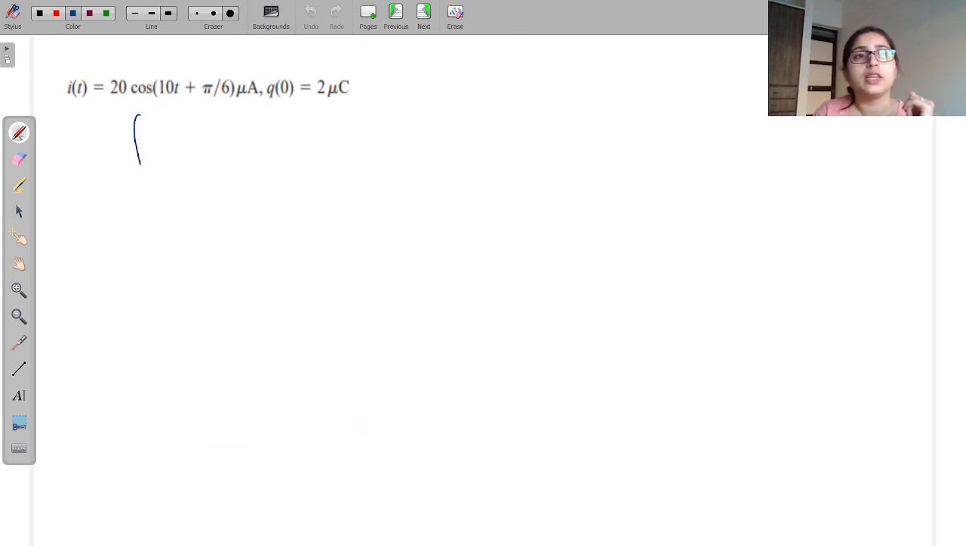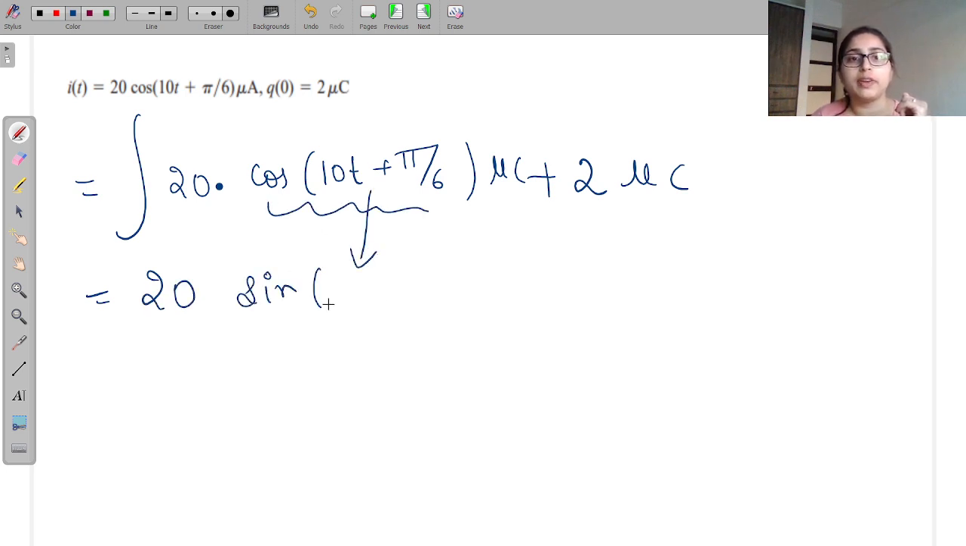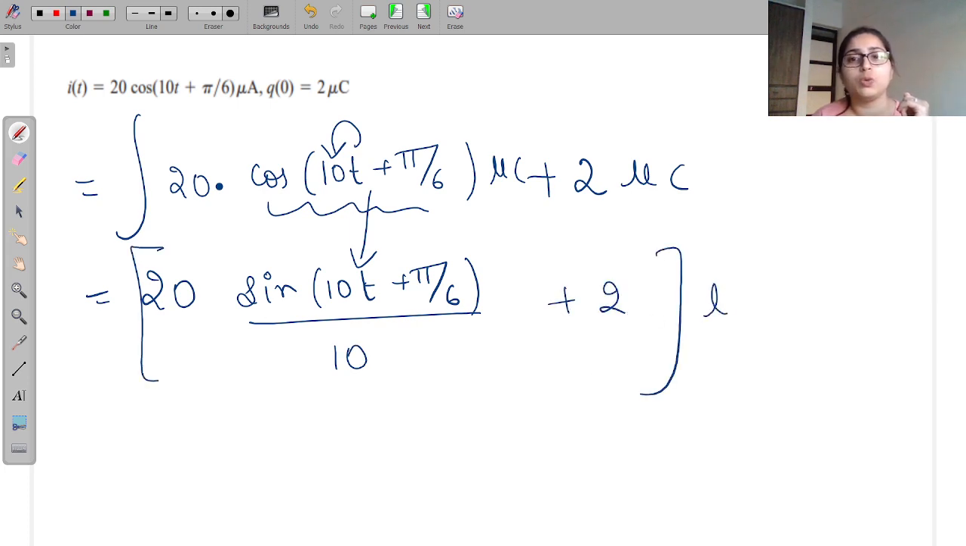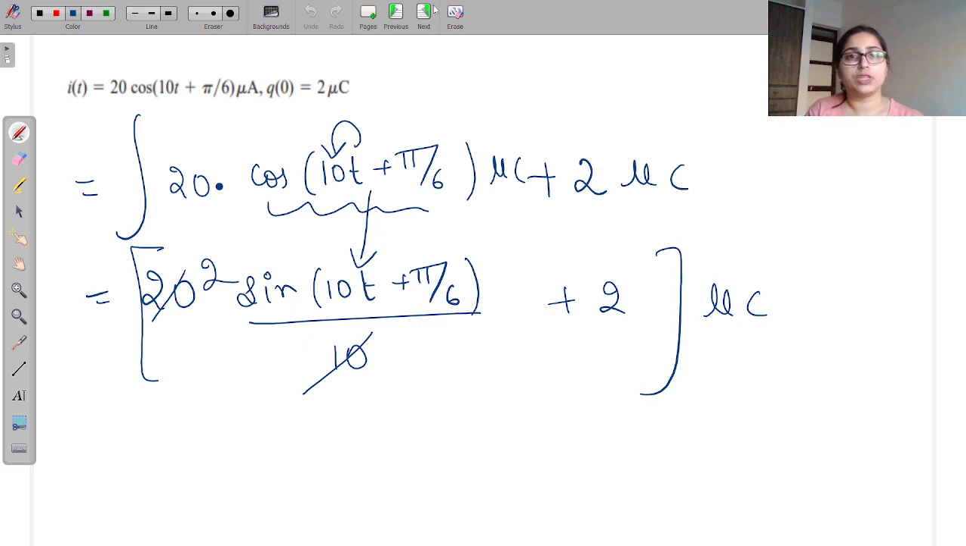Next, integration of 20 cos of 10t plus pi by 6. Initial charge is 2. This is microcoulomb. This is also microcoulomb. 20 is a constant, as it is. Integration of cos is sine. Inner term I will write as it is. Since the coefficient of t is 10, I am dividing it by 10, and this is 2. Whole thing in microcoulomb. So this is the answer.